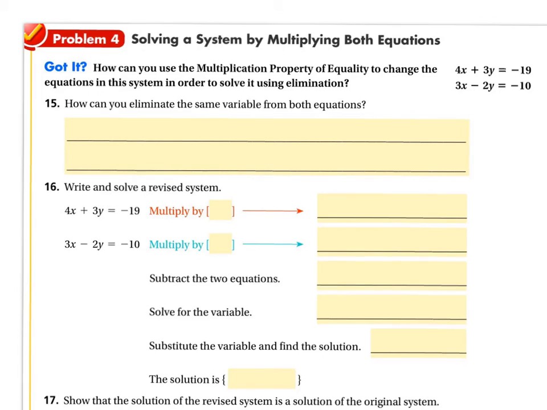In this system, you can see there's no easy number to multiply everything by to eliminate. But what you can do is you can multiply both equations. As long as you multiply every term in the equation, you're not changing the equation. So the equation will remain the same. So in this case, what I want you to do is we're going to multiply the top equation by 3 and the bottom equation by negative 4.